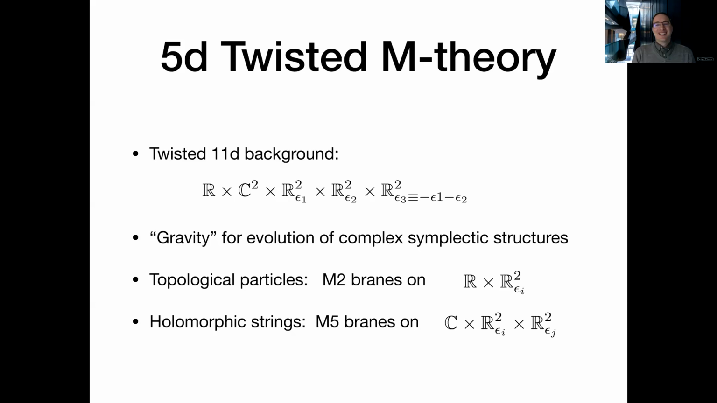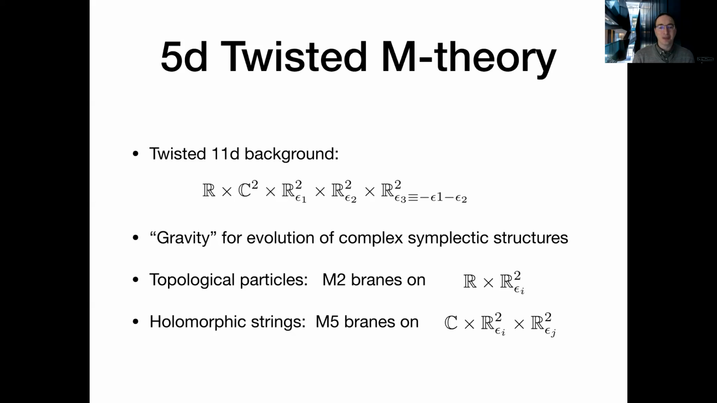So this omega deformation eliminates six of the directions of the 11-dimensional supergravity and leaves you with a five-dimensional theory. This five-dimensional theory treats one of the directions in a different way from the other two. It's kind of holomorphic in the C2 factor of the geometry and topological in the R factor. It's a kind of gravity that controls the evolution of complex symplectic structures. So you should imagine that this C2 is equipped with a complex symplectic form, and this theory of gravity will evolve how this kind of phase space is fibered along the time direction, the first factor in the geometry.